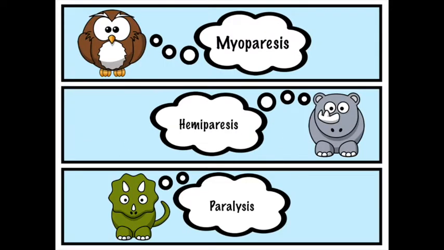Paralysis. Myoparesis is a weakness or slight paralysis of a muscle. Myo meaning muscle, and paresis meaning partial or incomplete paralysis. Hemiparesis means slight paralysis of one side of the body. Hemi meaning half, and paresis meaning partial or incomplete paralysis. Paralysis is the loss of sensation and voluntary muscle movements through disease or injury to its nerve supply. Damage may be either temporary or permanent.